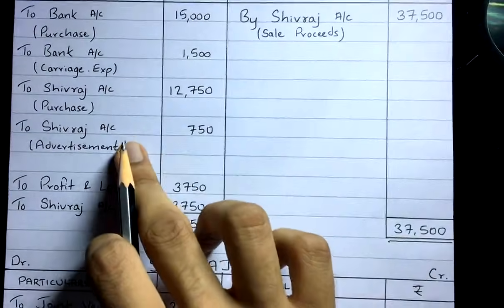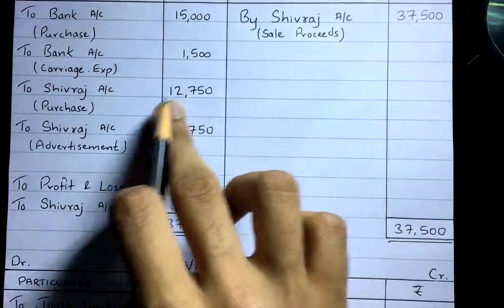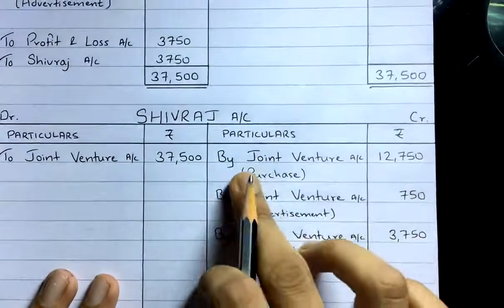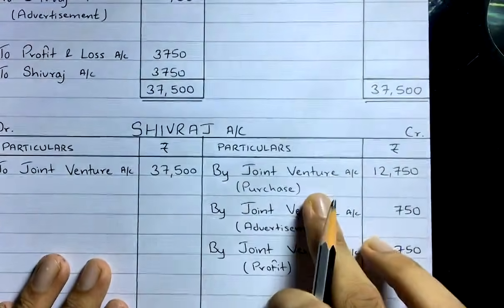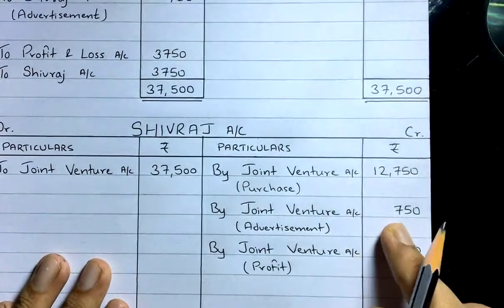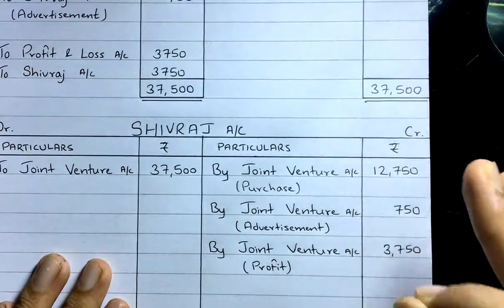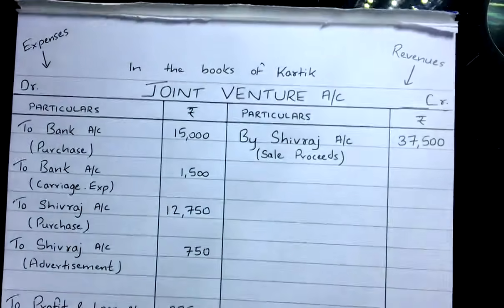See here, you have to do cross posting. To Shivraj account, so here it will be by joint venture, because it is in the joint venture account, right? So by joint venture account 12,750 and 750. Just cross posting, simple. And then go back to the joint venture account.